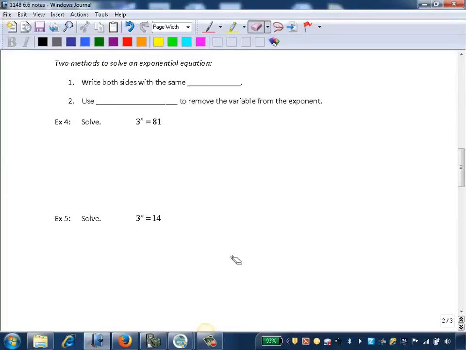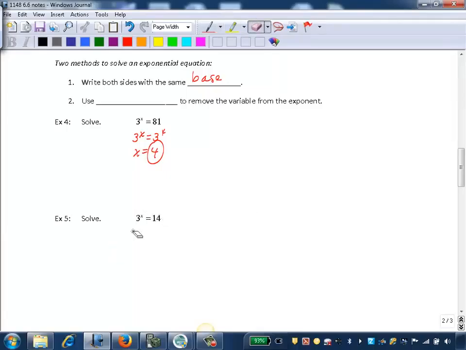We have two methods to solve an exponential equation. The first one is preferable, and we want to use it if possible, and that's to write both sides with the same base. Such as example 4, 3 to the x power equals 81. We know that it would be easy to write 81 as a power of 3, so we could write it as 3 to the 4th power. And then once the bases are equal, we set the exponents equal. So if that's possible, we definitely want to use that method.